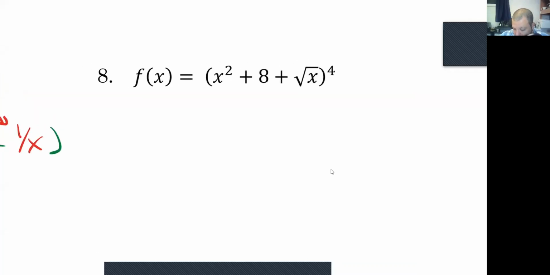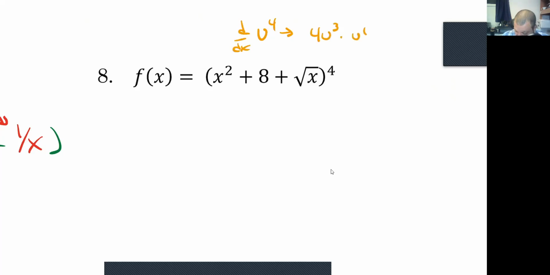All right, question number 8. Again, we have a chain rule question. We have some function to the fourth power. This is just like having u to the fourth, and we know that the derivative of u to the fourth is going to be 4u cubed times u prime.